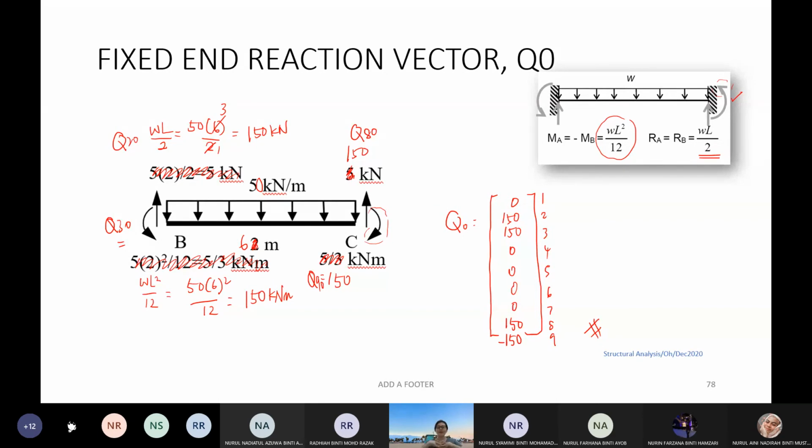Once you have done this, we are going to gather your K, Q naught, Q, and D into the stiffness equations. Okay, let us do it.